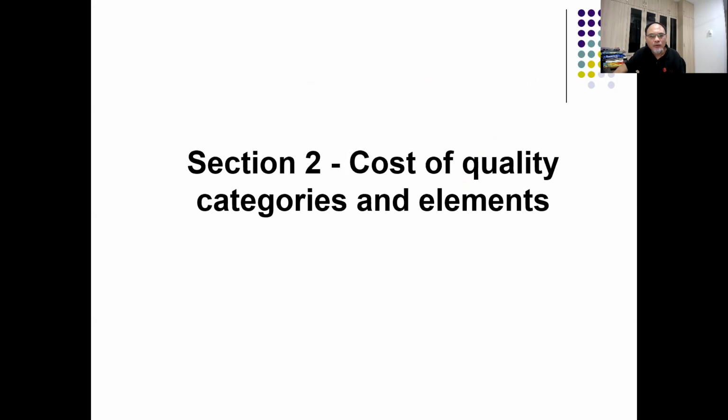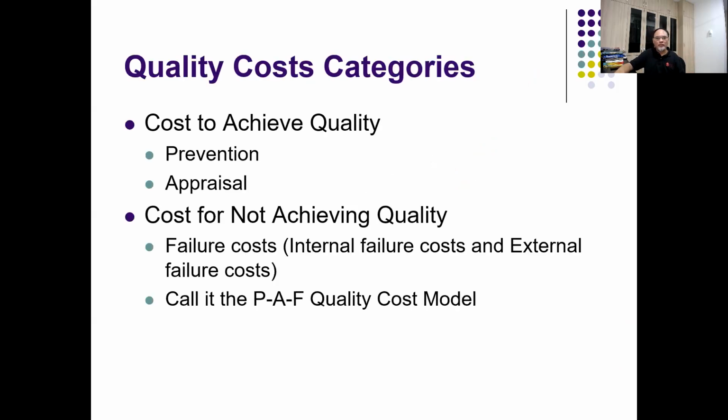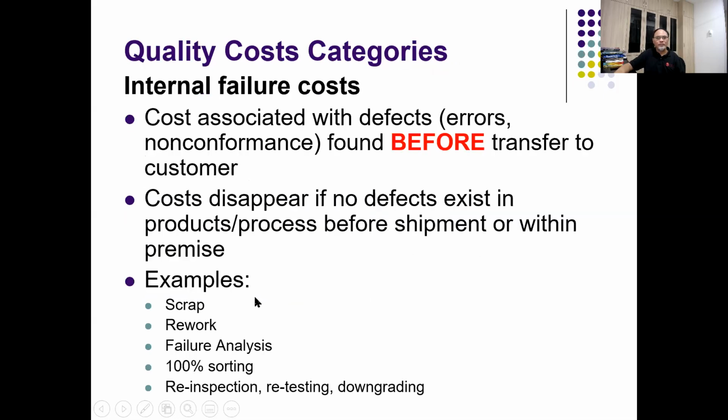Right. So before I go to the next session, I hope you have a good idea of the fundamentals of cost, the importance of it, and so on. So just to show you a glimpse of the quality cost categories: prevention, appraisal, and failure costs. We call it the PAF model.